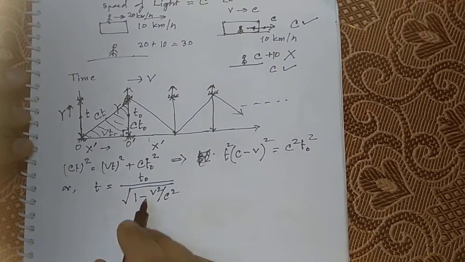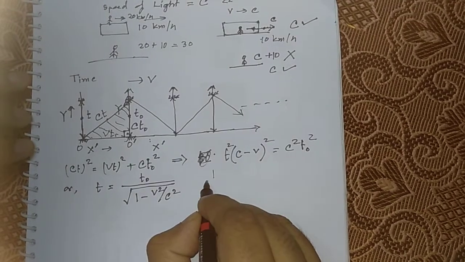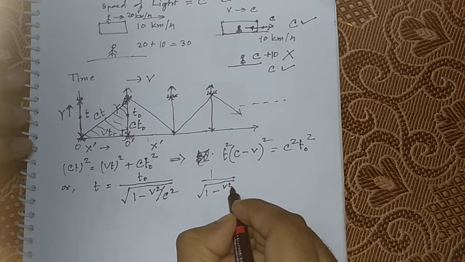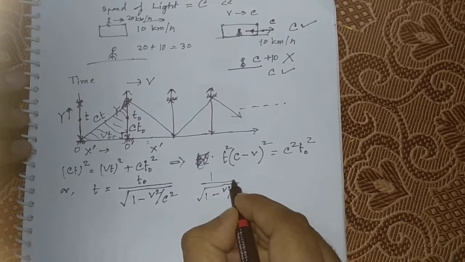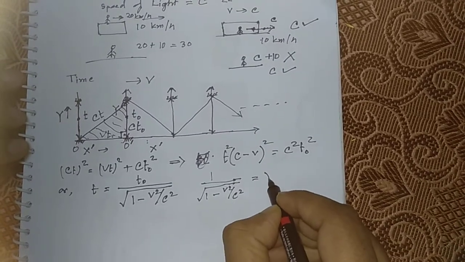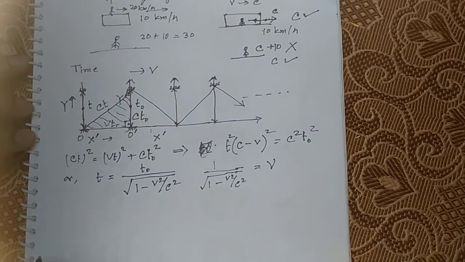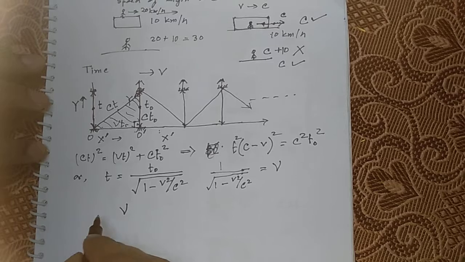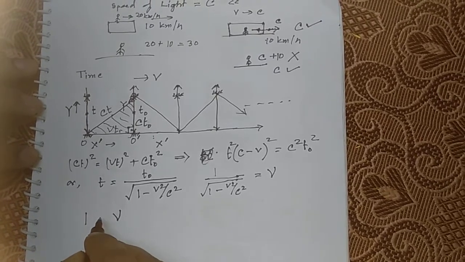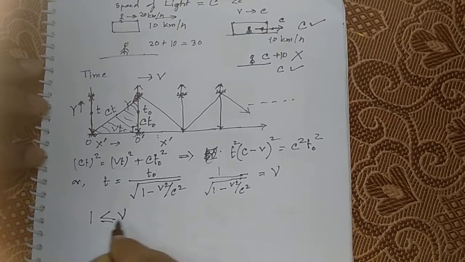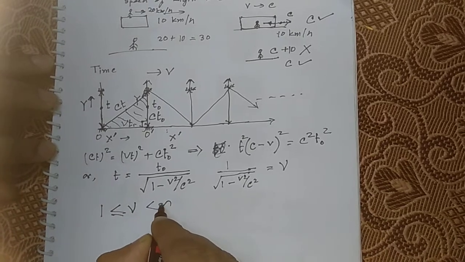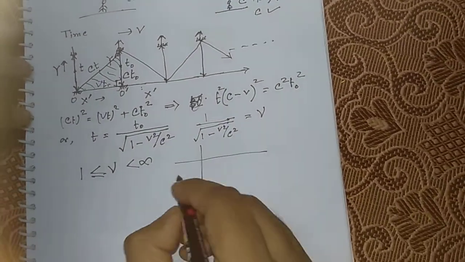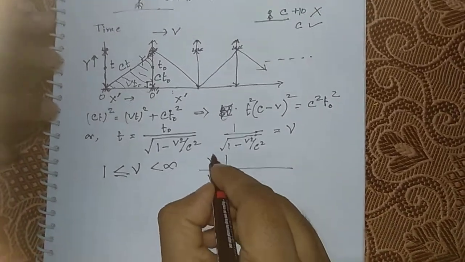Now this term, 1 over the square root of 1 minus v squared upon c squared, is a special term. It is denoted as gamma. From this equation we can derive that the value of gamma lies between 1 and infinity. Let's have a chart. It depends on the velocity.